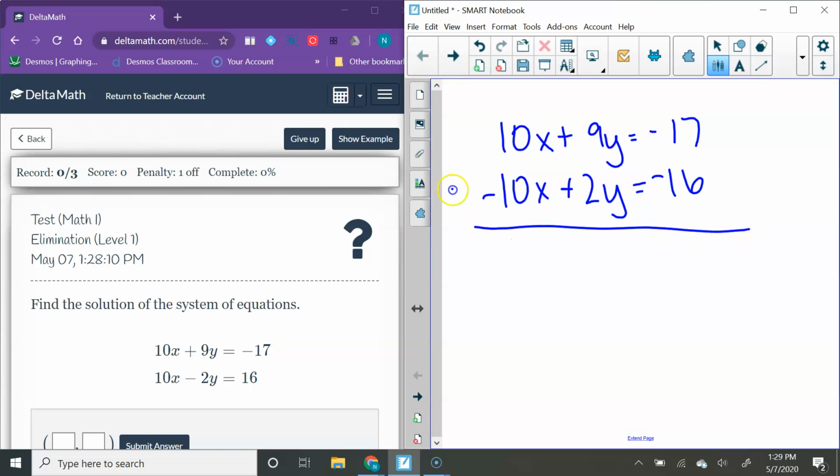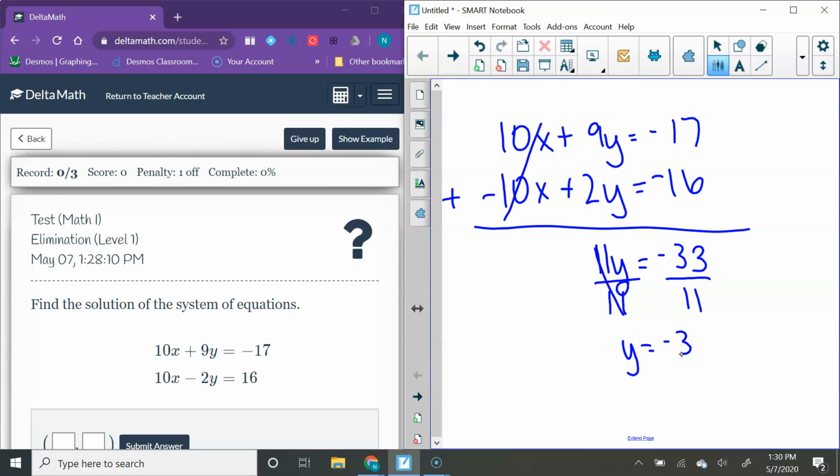Now I'm going to add these equations together. 10 plus negative 10 cancels, and that's what we want to happen. We want that variable to be eliminated. Now I've got 9 plus 2, which gives me 11y, and negative 17 plus negative 16 gives me negative 33. This gives me a really simple equation that I can solve just by dividing both sides by 11, and so y equals negative 3.